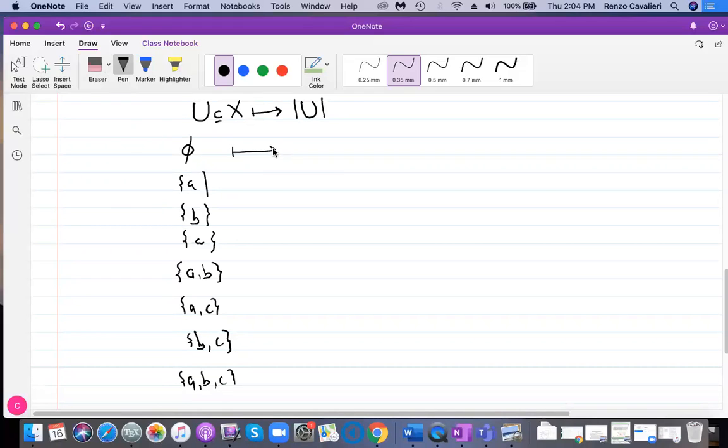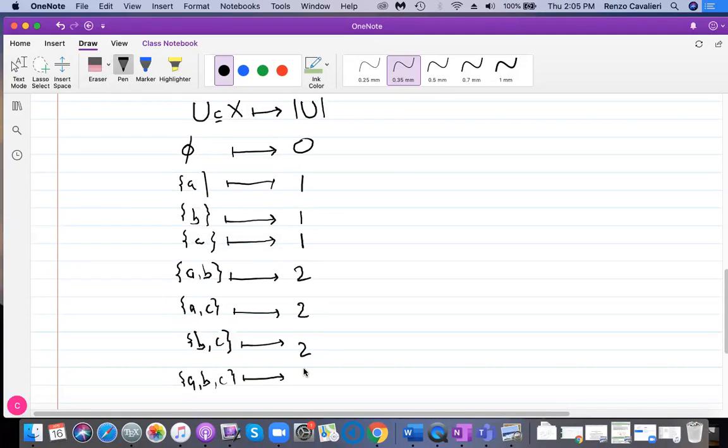And this function assigns to each one of these subsets its cardinality. So it's going to assign 0 to the empty set. It's going to assign 1 to the singletons, 2 to the 2-element subsets, and 3 to the 3-element subset. Okay, so what is f inverse of 0? Well, it's just the empty set.